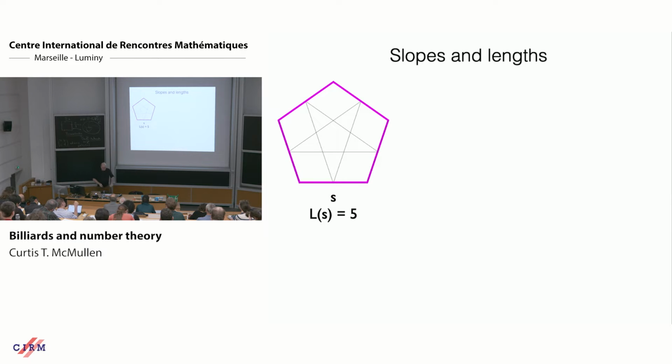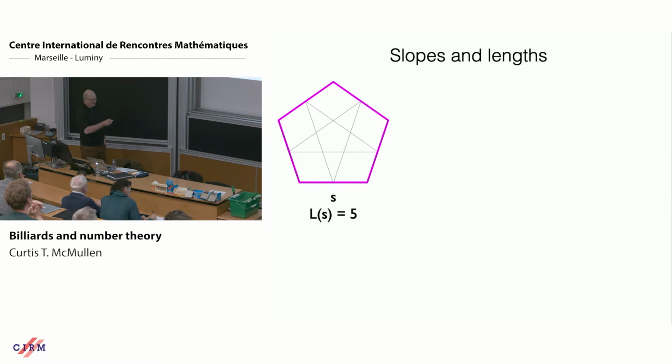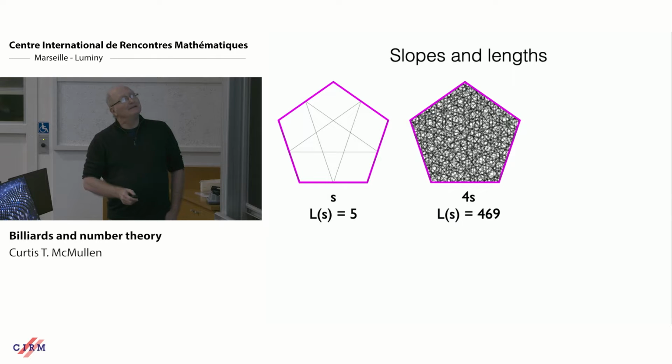So here's an experiment that I first did maybe 20 years ago, a little more than that. What you can do is take a periodic slope and see what the closed trajectories look like. Here my slope is parallel to this edge, and I get a little star as the periodic trajectory. So the slope was very simple to describe, and it gave a trajectory with 5 segments, so its combinatorial length was 5. Now, if I just multiply this slope by 4, I get 469. It hits the sides of the Pentagon 469 times.